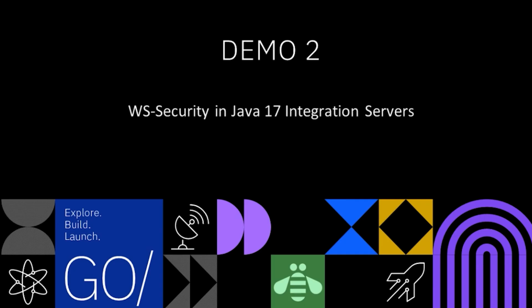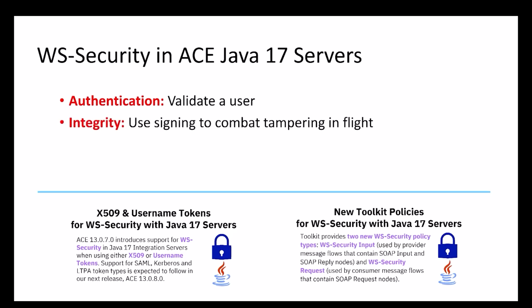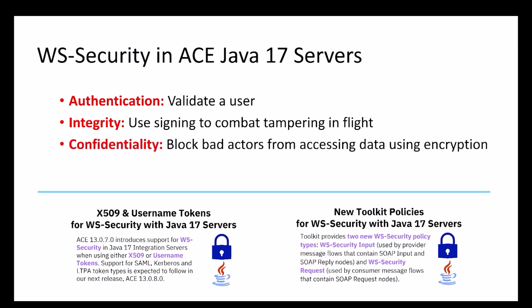This demo shows how you can now use an integration server running Java 17 to host flows that can read and write SOAP messages secured using the WS security standard. The Oasis Web Services security spec provides mechanisms to help web service developers secure SOAP messages. In summary, it describes 3 ways for securing web services at the message level: authentication, integrity, and confidentiality.